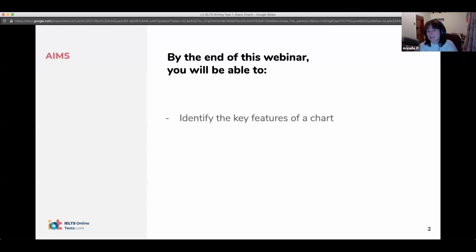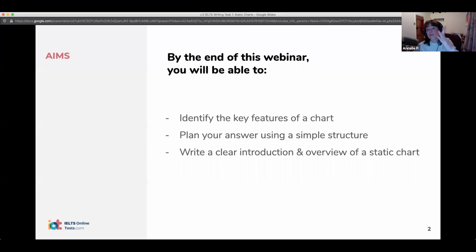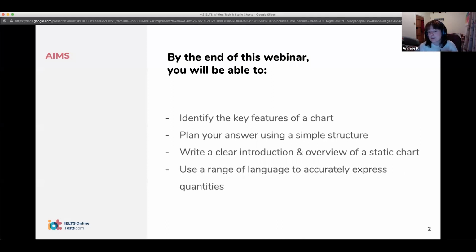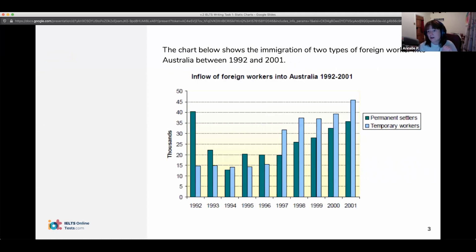Okay, so as we said, we're looking at writing task 1, charts without a timeline, and we're going to look at planning, structure, and the kind of language the examiners are looking for. We're going to look at 2 types of chart. We'll use this one first, and then a separate one that we'll actually write a model answer from.